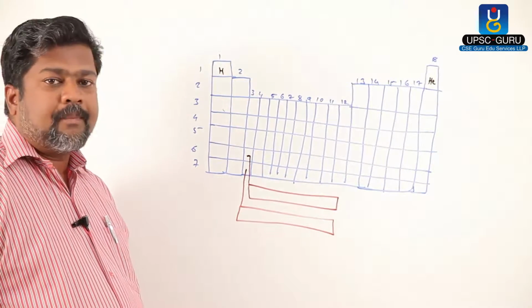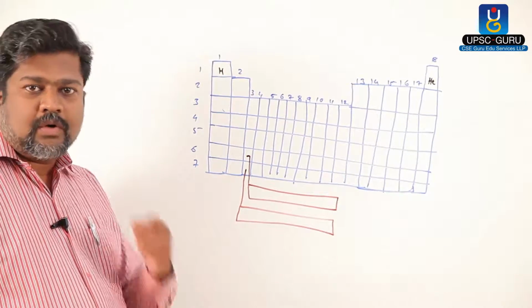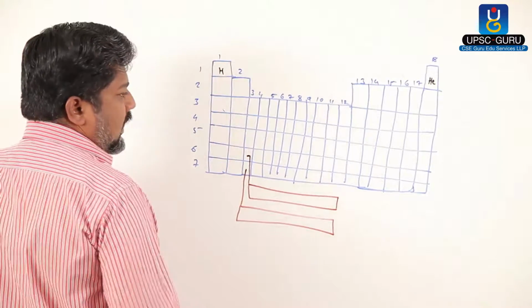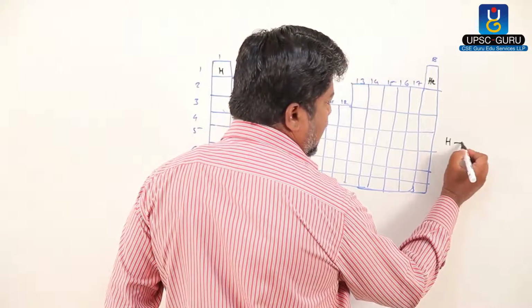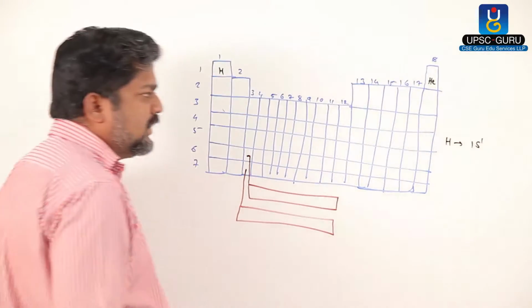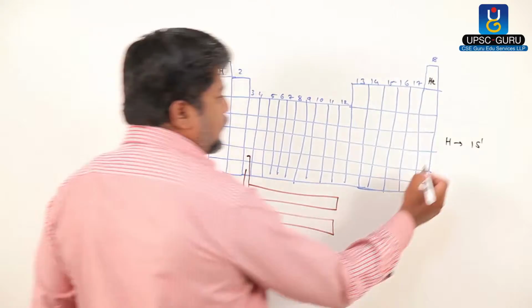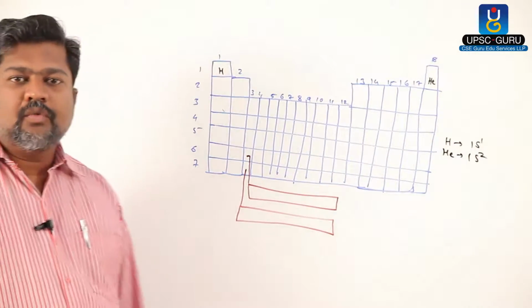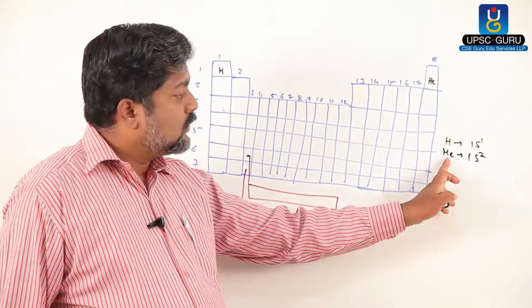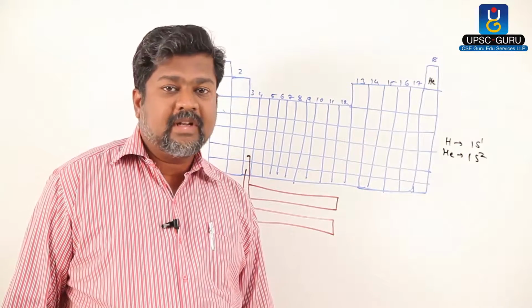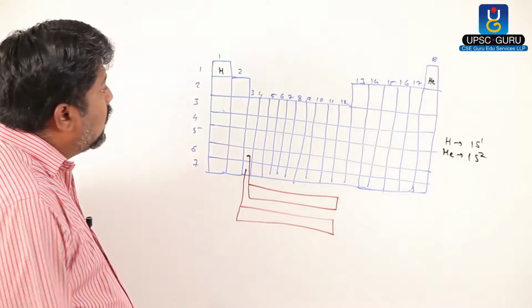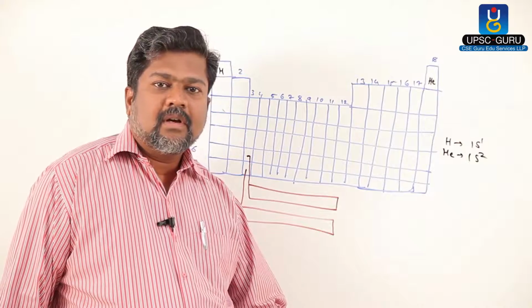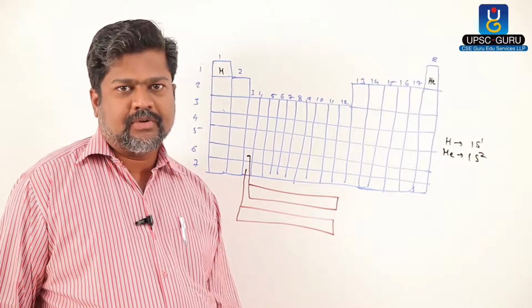Again, check the electronic configuration. In the case of hydrogen, the electronic configuration is 1s1. In the case of helium, the electronic configuration is 1s2. So He has 1s2 configuration. Both elements, hydrogen and helium, have the s shell under construction.